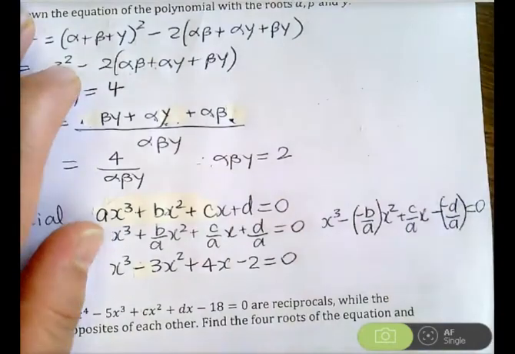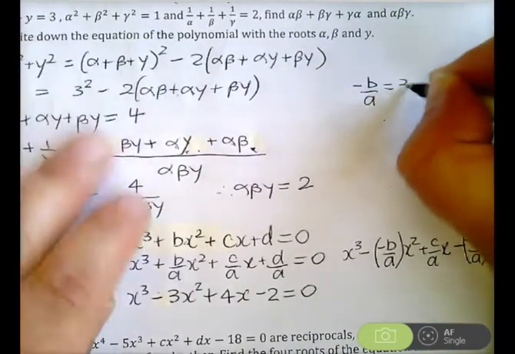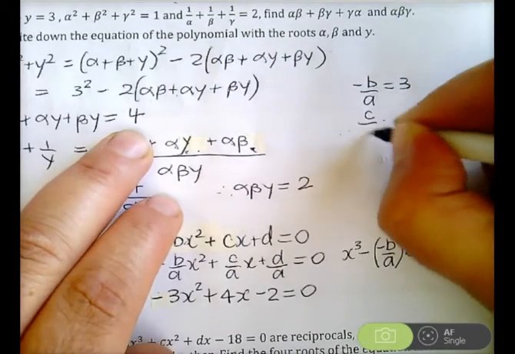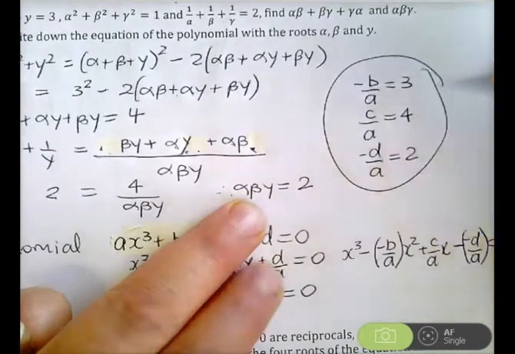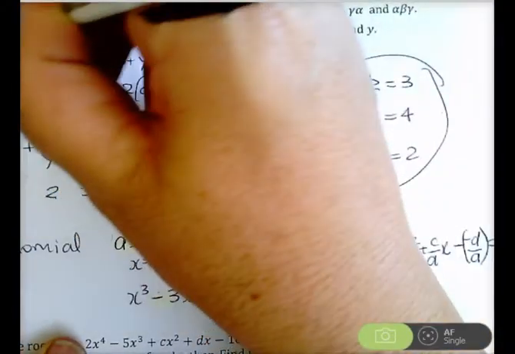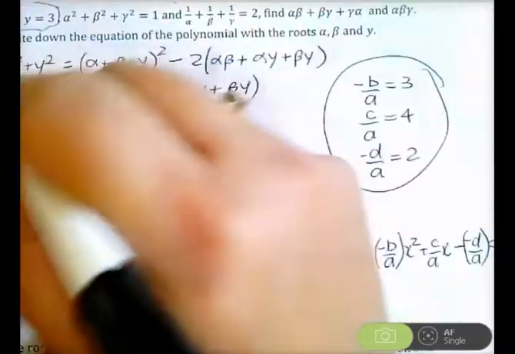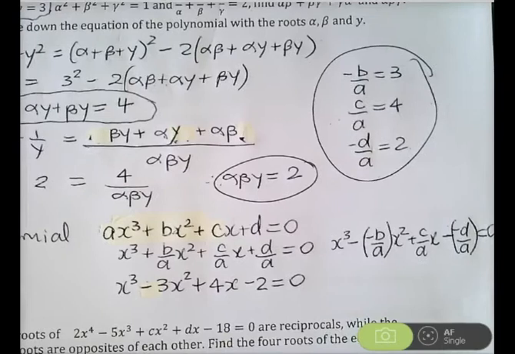See, what you might want to do up the top actually is go that minus b on a is 3, c on a is 4, and minus d on a is 2. That's what I'd be writing from that result, so that you don't get the sign incorrect. You get it? Otherwise, if you get your plus minuses not correct, you don't want that.